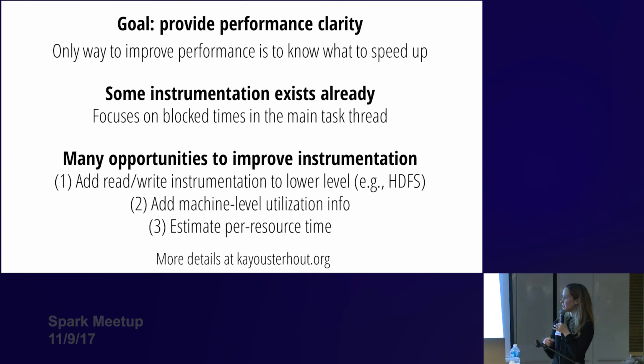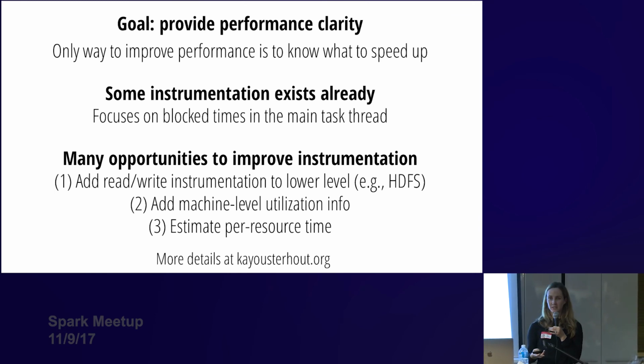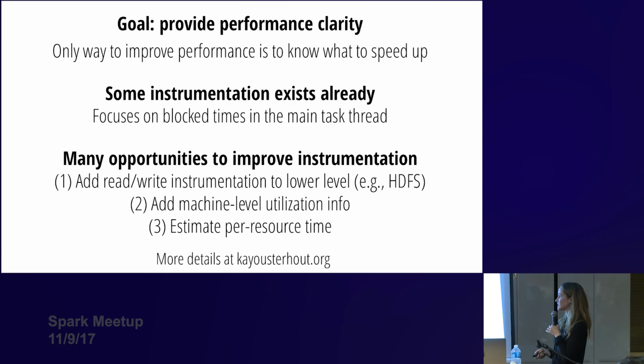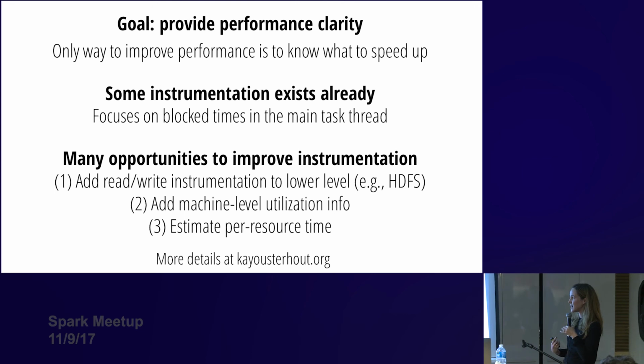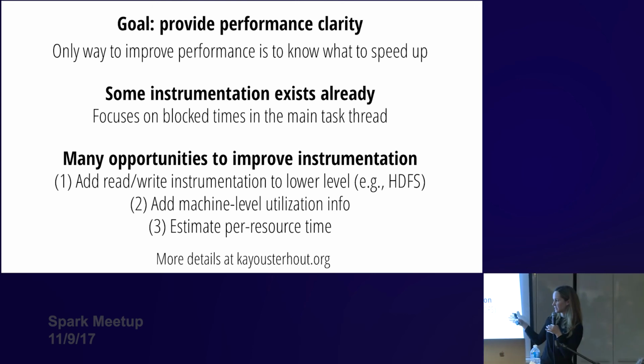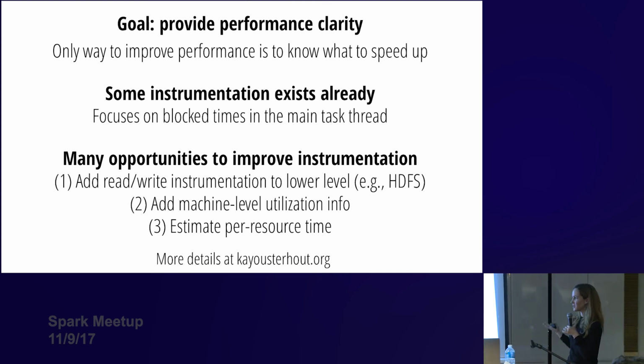Cool, so the other thing that I mentioned in this talk is the instrumentation that exists already. It's mostly focused on the block time from the perspective of that main task thread. But with some improvements, we can get information about everything that the task is doing, even in the background, and even when it's competing with other tasks. So there are 3 specific things here that I think could be added to Spark, and none of these are a huge amount of work. I think these are all things that could be done in a couple of days.